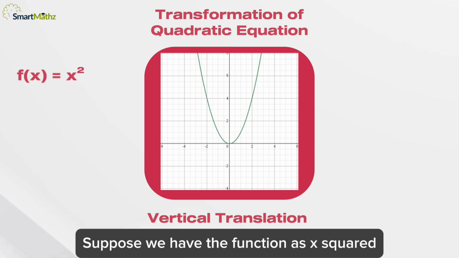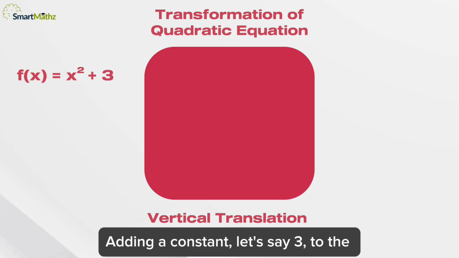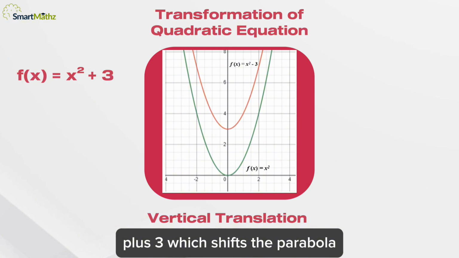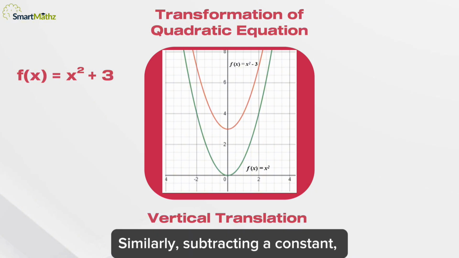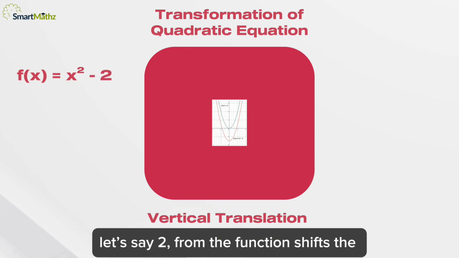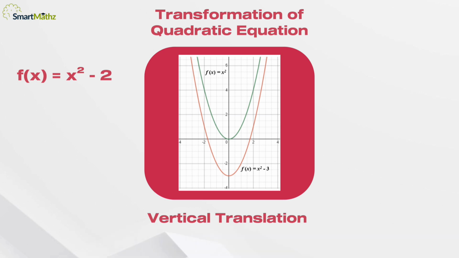Suppose we have the function x squared. Adding a constant, let's say 3, to the function results in the function being x squared plus 3, which shifts the parabola vertically upwards by 3 units. Similarly, subtracting a constant, let's say 2, from the function shifts the parabola vertically downward by 2 units.